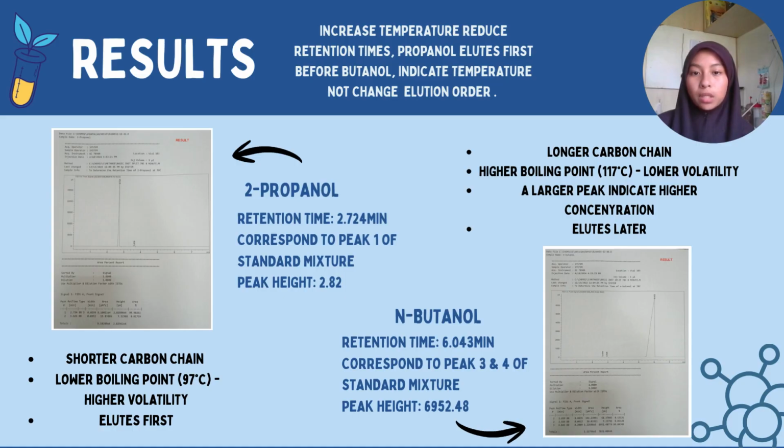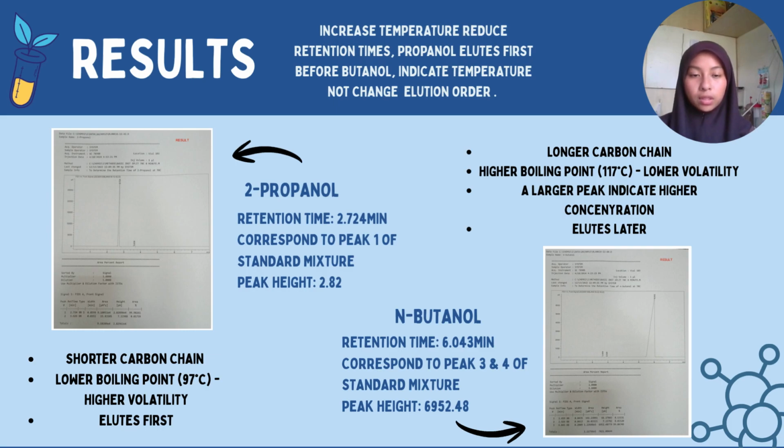So propanol will elute first before butanol. They indicate temperature does not change elution order. For the 2-propanol, it has a shorter carbon chain, lower boiling point, which is 97 degrees, and also has a higher volatility. So it will elute first before N-butanol.